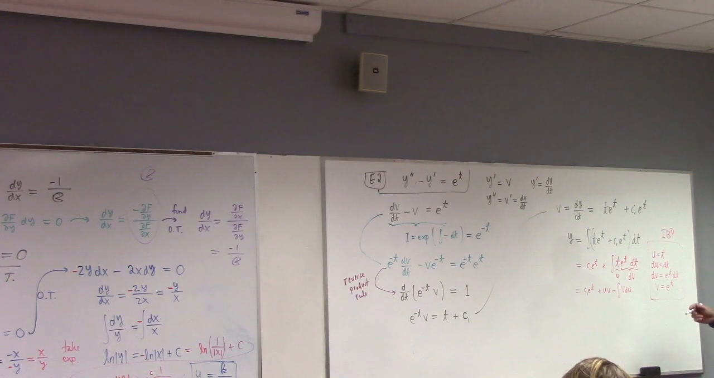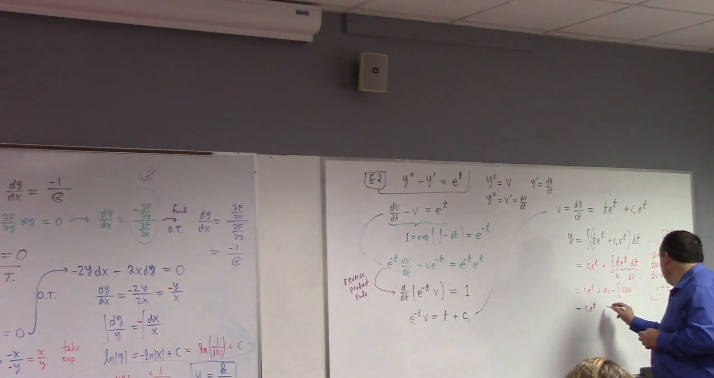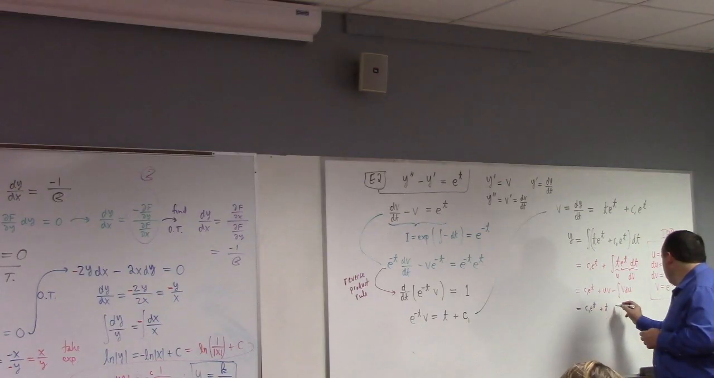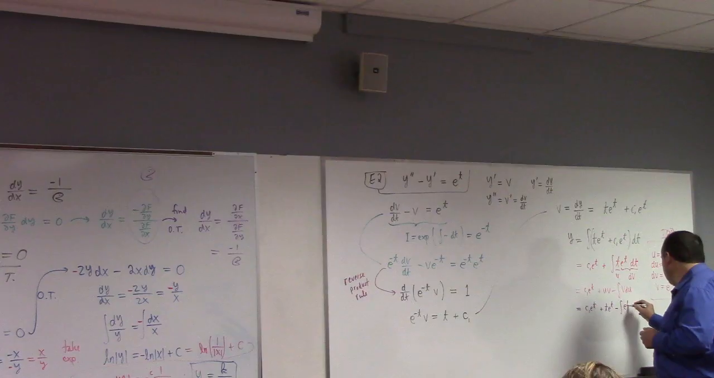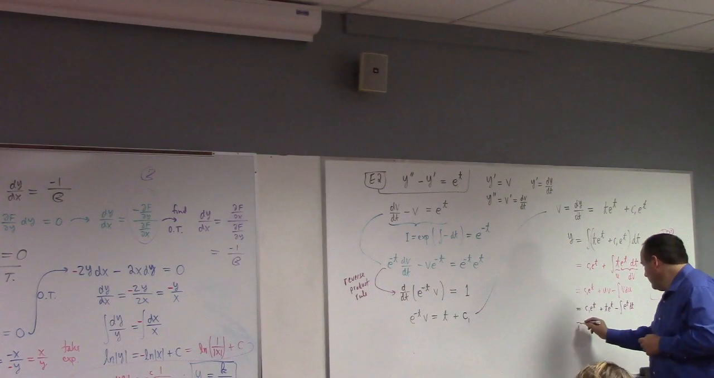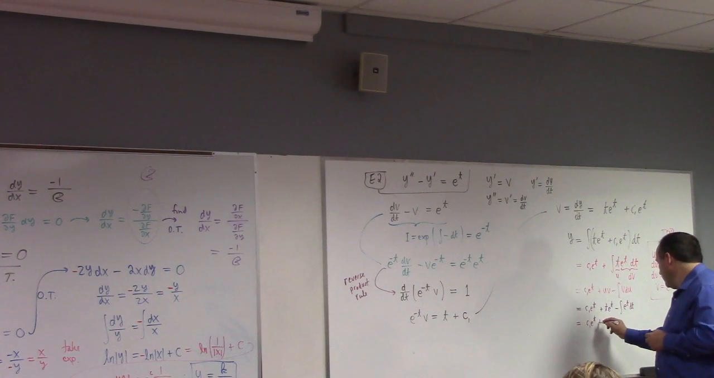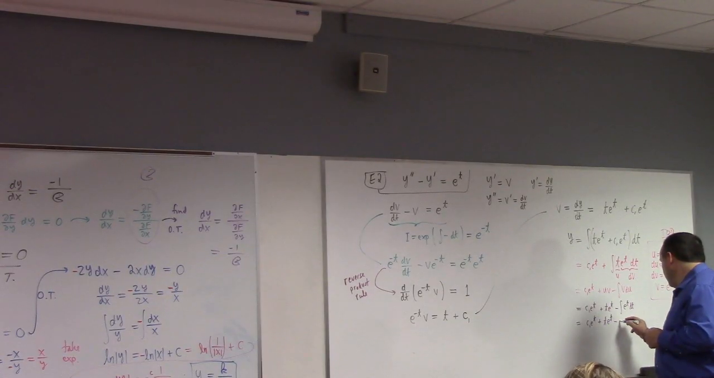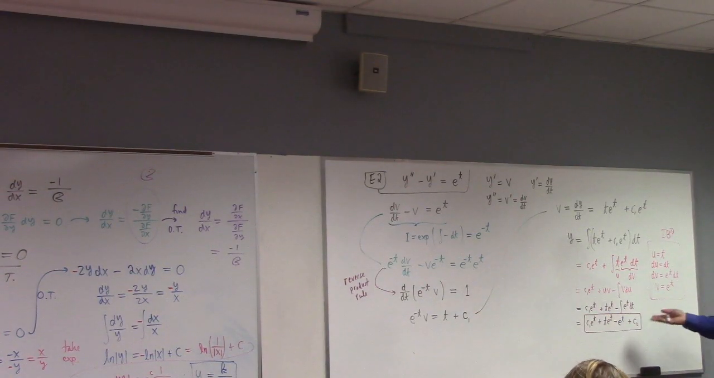Now here we have c1 e to the t plus t e to the t minus the integral of e to the t dt. So what do we get? Plus t e to the t, minus e to the t, and then plus c2. And there you go. That, my friends, is the solution to this second order differential equation.